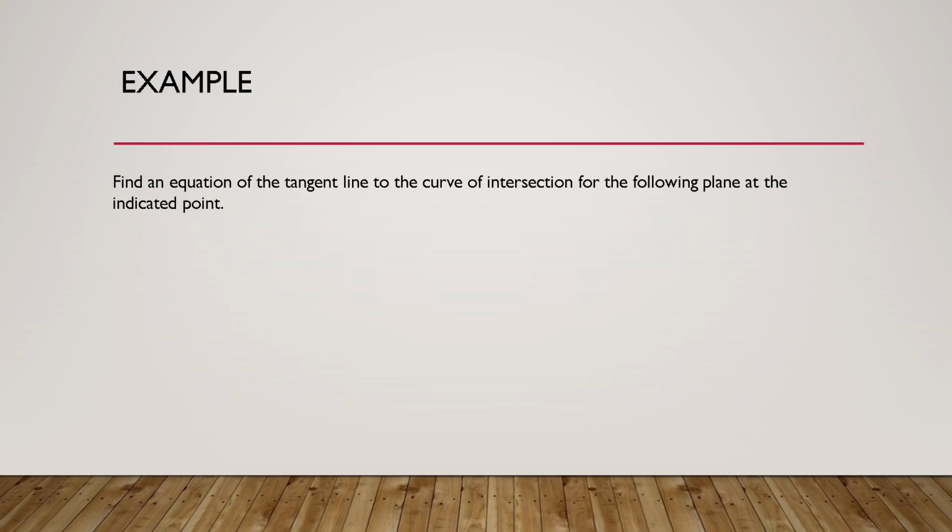For example, find the equation of the tangent line to the curve of intersection for the following surface and plane at the indicated point. z equals x squared plus y squared and y equals 2 at the point (1, 2, 5). f(x,y) equals x squared plus y squared. The partial derivative of f with respect to x equals 2x. The partial derivative of f at y equals 2 is also 2x.